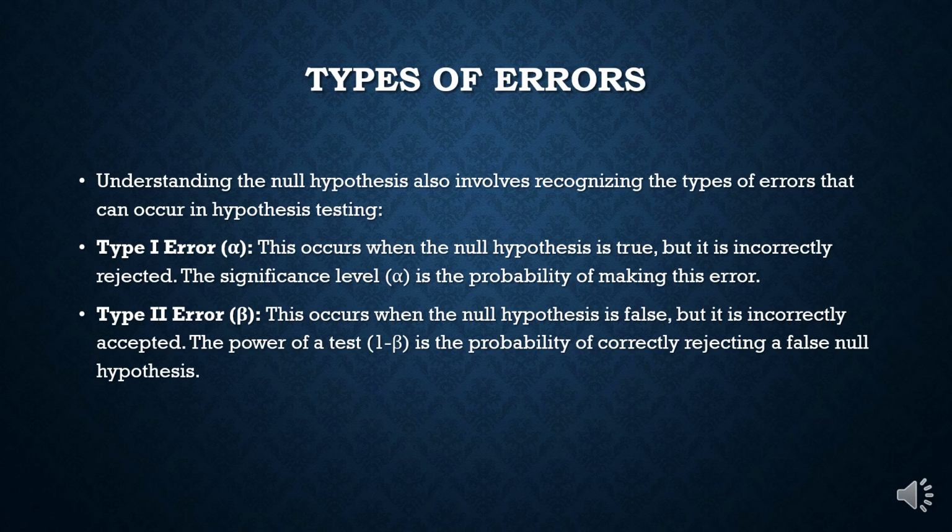And type 2 error, that is beta. This occurs when the null hypothesis is false, but it is incorrectly accepted. The power of a test is the probability of correctly rejecting a false null hypothesis.